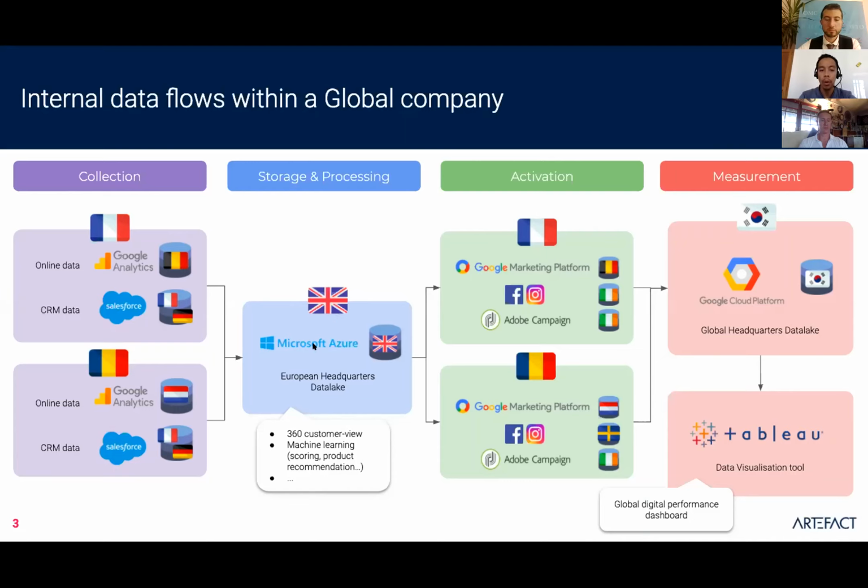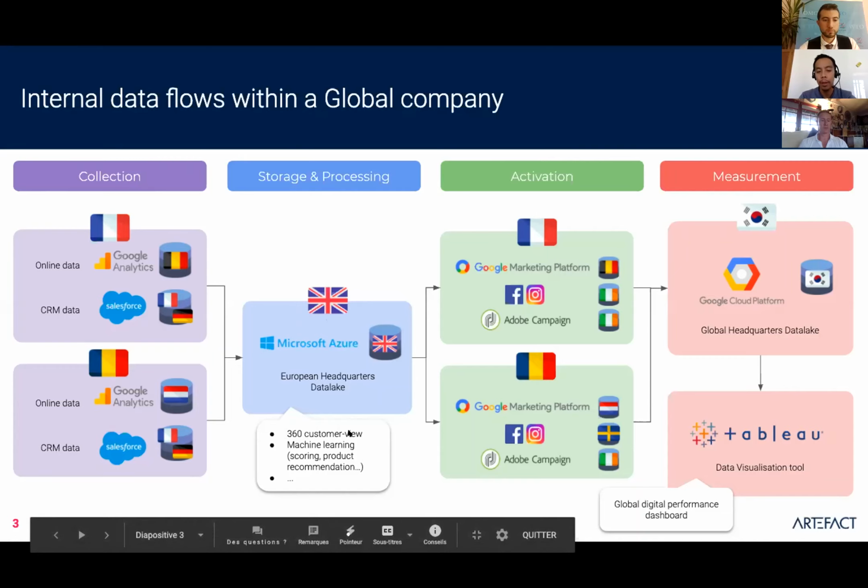So the cloud provider will be Azure, and all the different data use cases and data valorization will be done here. So for instance, building a 360 customer view, because we have, for instance, multiple views coming from multiple tools, and you need to have this aggregated view in order to run, for instance, some machine learning use cases, such as churn scoring, loyalty scoring, or any product recommendation algorithm that you want to run.